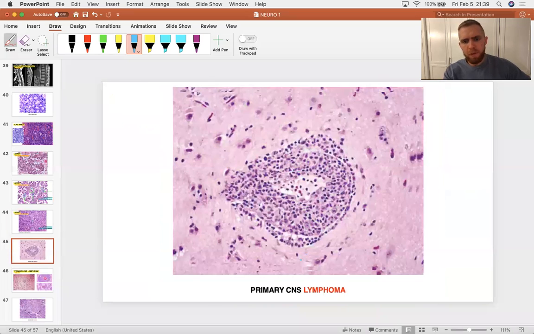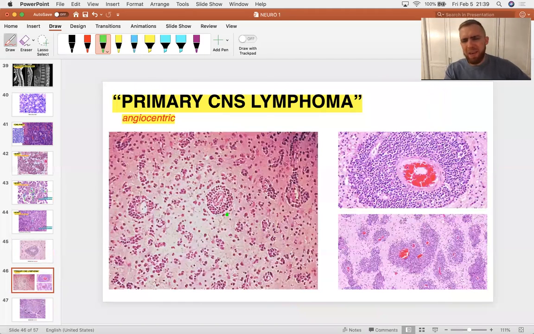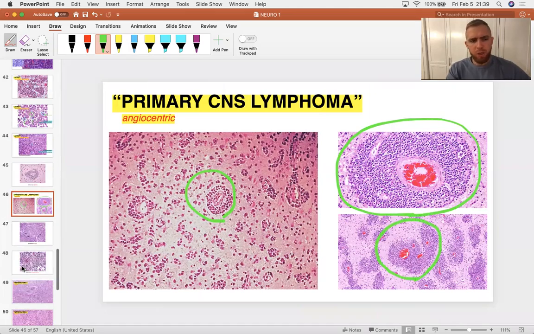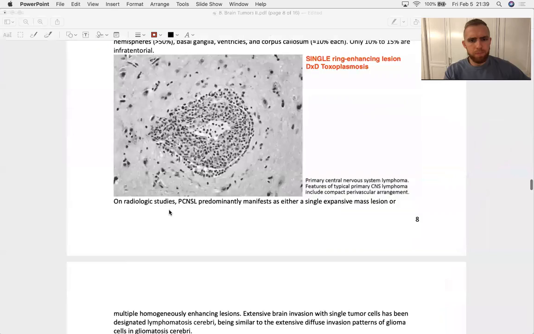distribution, and I could see this question or this histology, this pathology, I could see them giving it to you and just using it as a gateway to ask an Epstein-Barr virus question or an HIV question. That classic angiocentric distribution, that is an easy diagnosis.